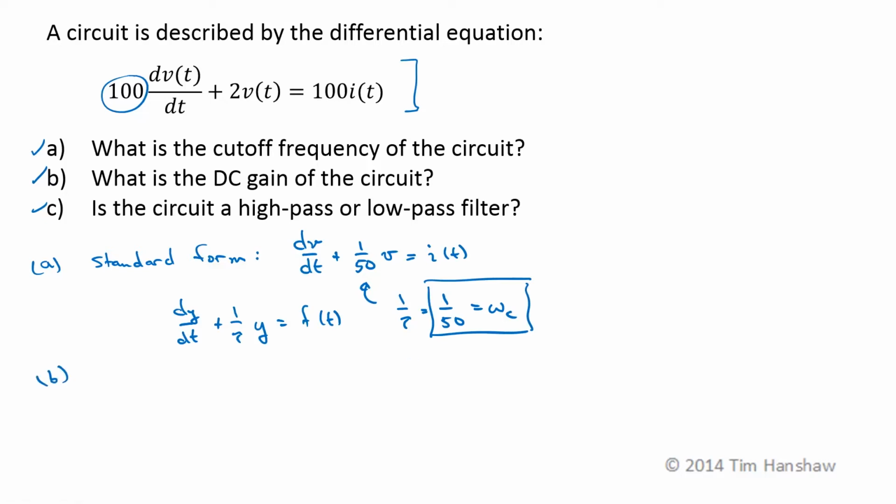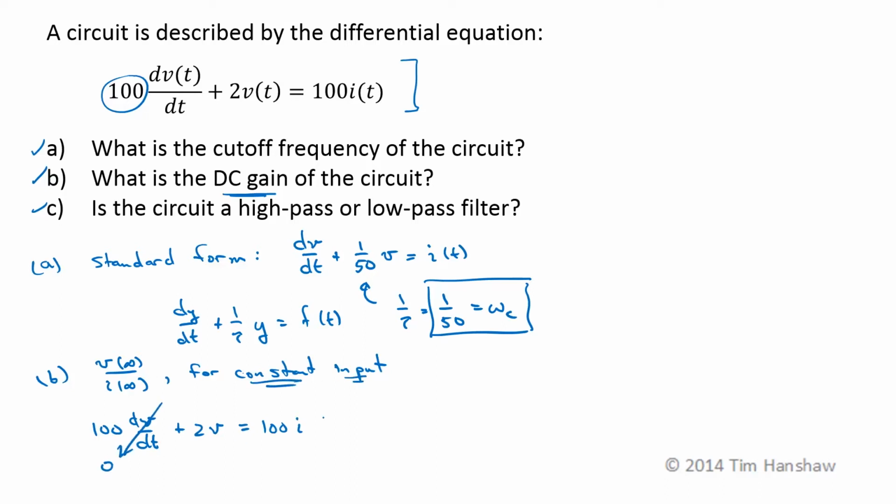In part B, we want the DC gain. The DC gain is the ratio of the output to the input as t goes to infinity. So this will be V at infinity over I of infinity for a constant input. So under this circumstance, we have 100 dV/dt plus 2V is equal to 100 times I. For a constant input, as t goes to infinity, the derivatives go to 0. So V at infinity is equal to 50 times I of infinity. The ratio of the output to the input is just 50, and that is the DC gain.